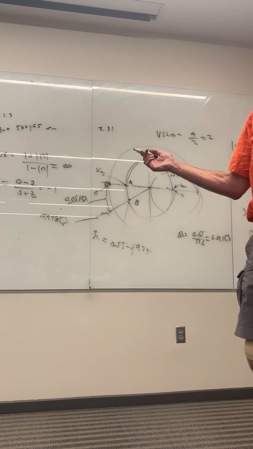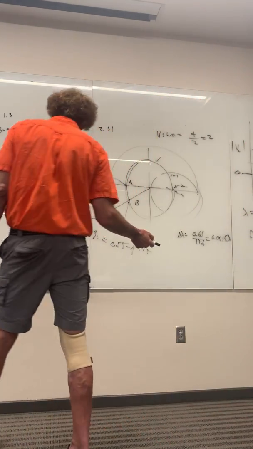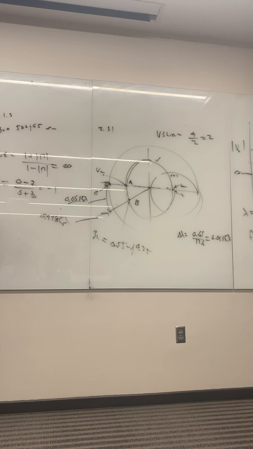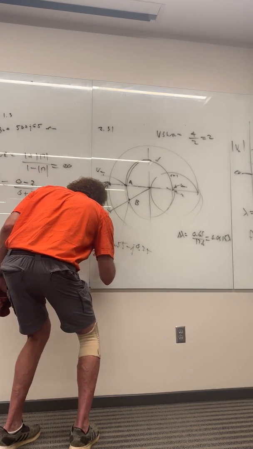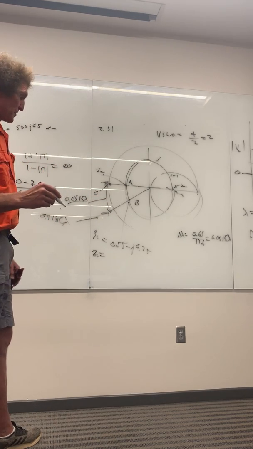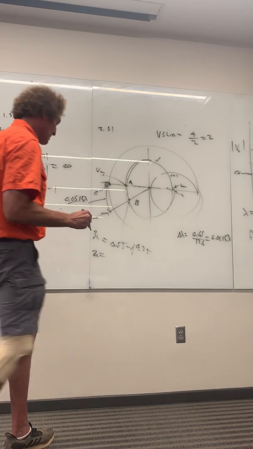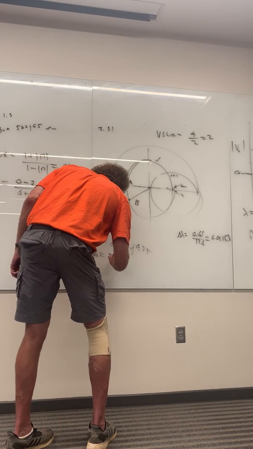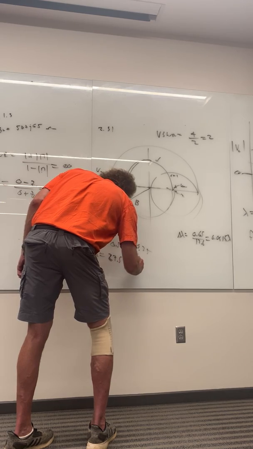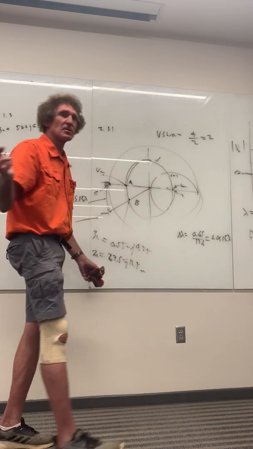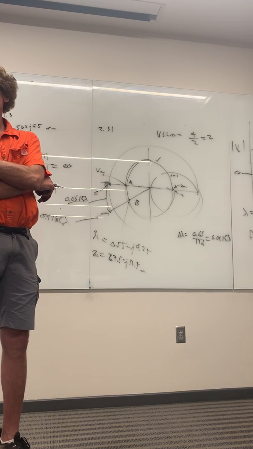How do I get ZL now if I get normalized ZL? Multiply by Z0, and Z0 was 50 in this one, correct? It was. So if you multiply that by 50, what do you get for ZL? 27.5 minus J 12.5. Is that what he has, something close to that? What does he have? 28 minus 12.